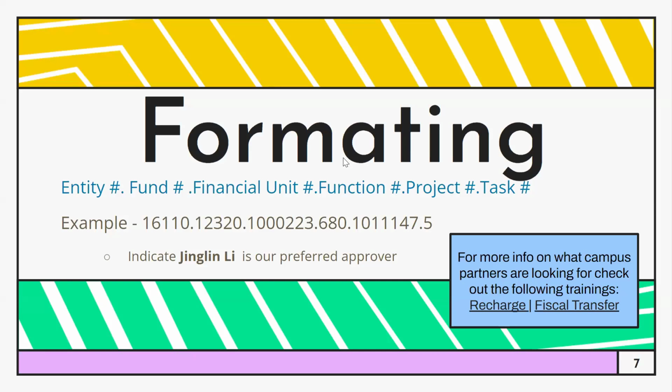In terms of communicating our information to other departments, you'll want to use this format. So you can put all of the numbers separated out by little dots, and anyone who is familiar with COAs should be able to know what you are communicating. So here's an example with one of the college COAs with the entity, fund, financial unit, function, project, and task separated out. In addition to giving this information, you'll also want to let them know that Jingling Li, our fiscal operations manager, is our preferred approver so that your transactions and expenses get processed in the most timely way possible.